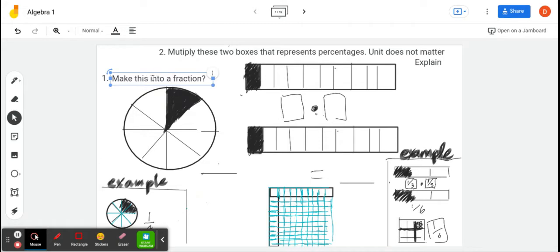Turn the shaded... Make... Oh, what happened there? That's not supposed to happen. Make the shaded-in portion into a fraction. You see that? Anyway, so that's what I'm going to do.